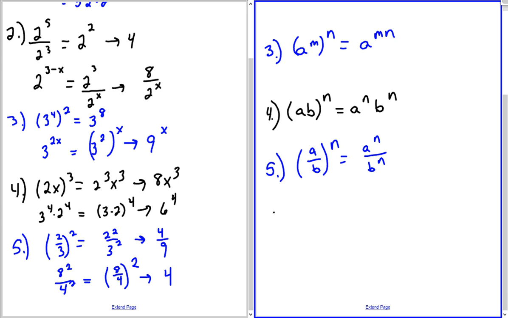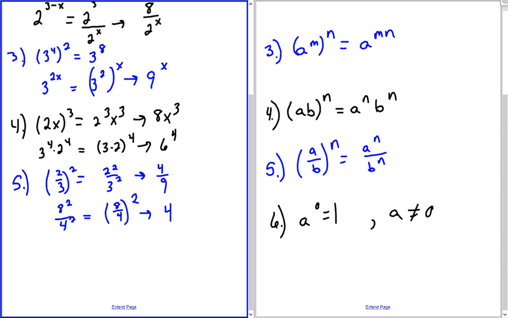Property 6, a to the 0 is 1. Anything to the 0 power is 1, provided a doesn't equal 0. I should have a stipulation up here too, b cannot be 0 in number 5. So again, anything to the 0 is 1, provided that anything is not 0. So I can take 1,000 to the 0 power and I get 1 out.